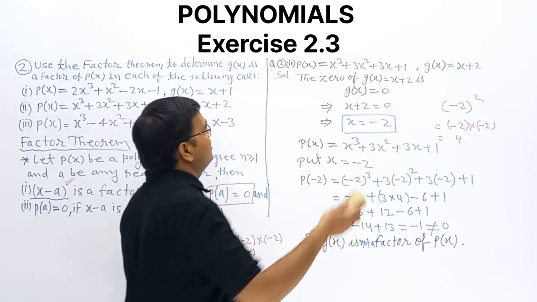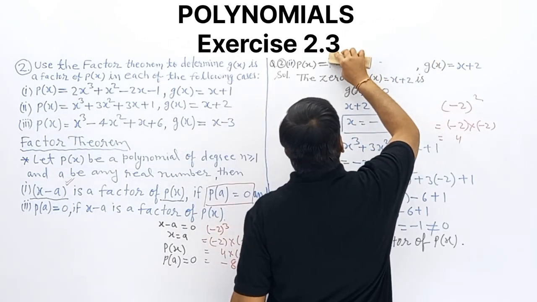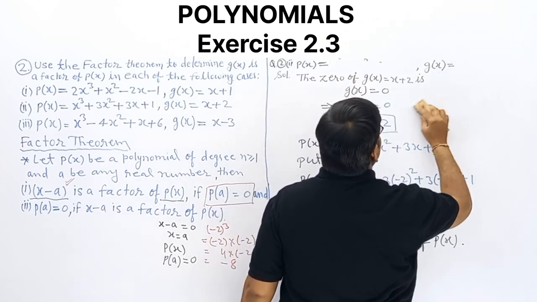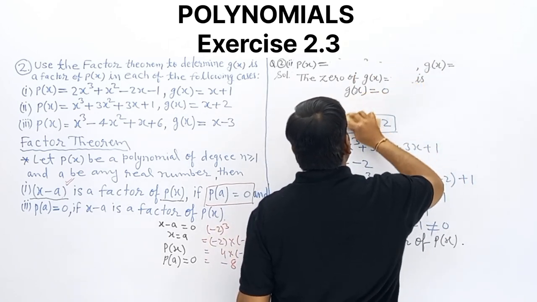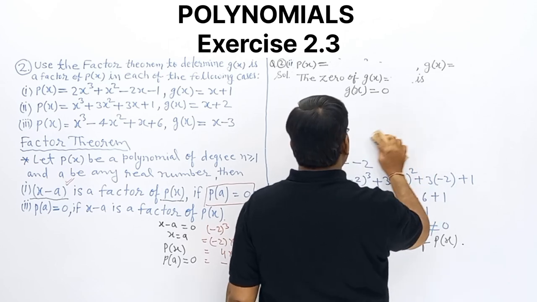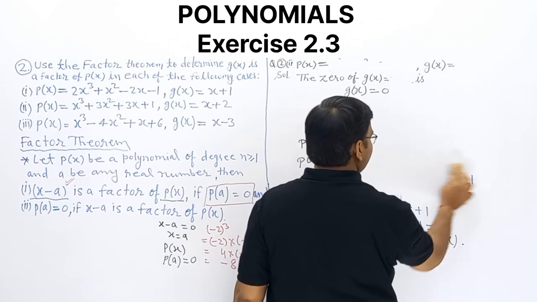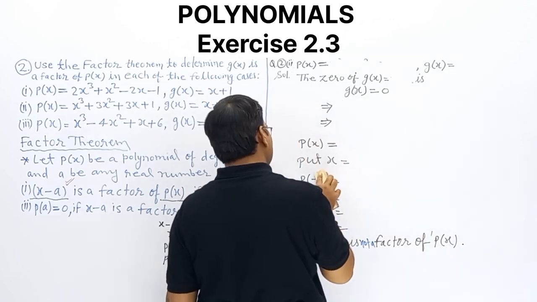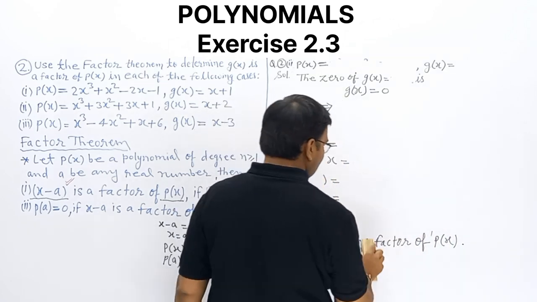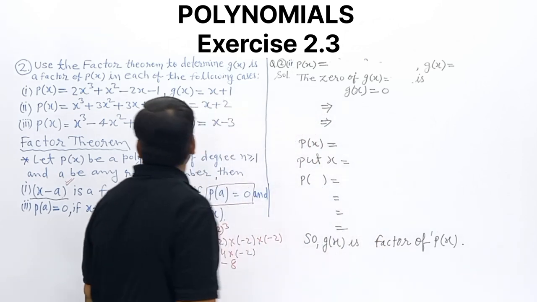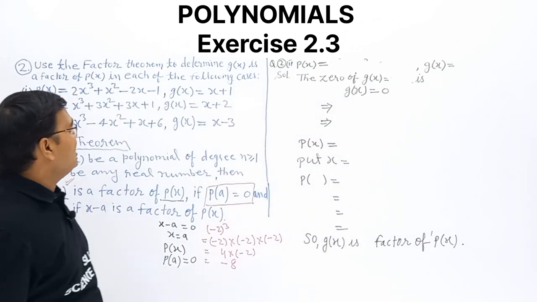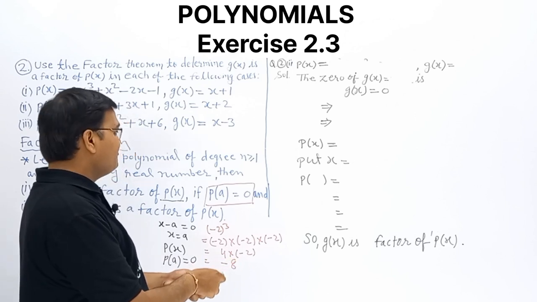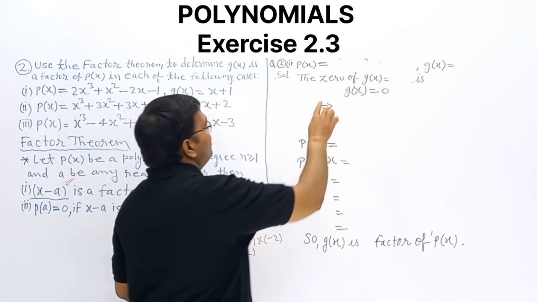Now I am taking question number third. Observe carefully. Same process we will follow in this question. In which we are having one polynomial and one factor. We want to check whether the given factor is its factor or not. So first we will find its zero.